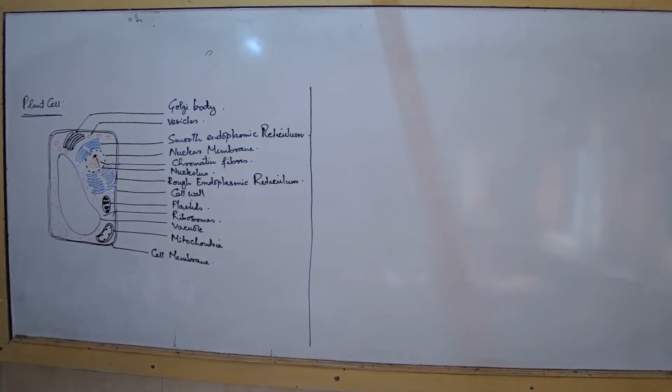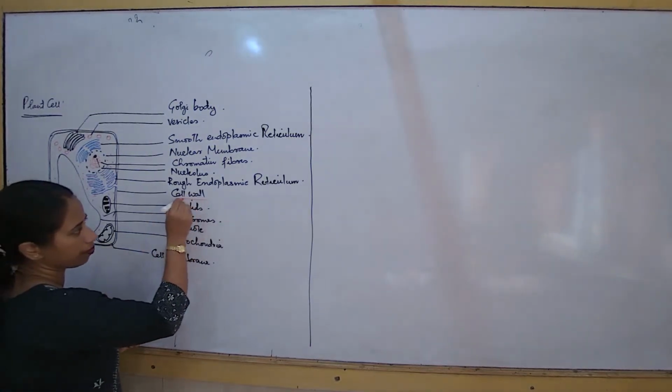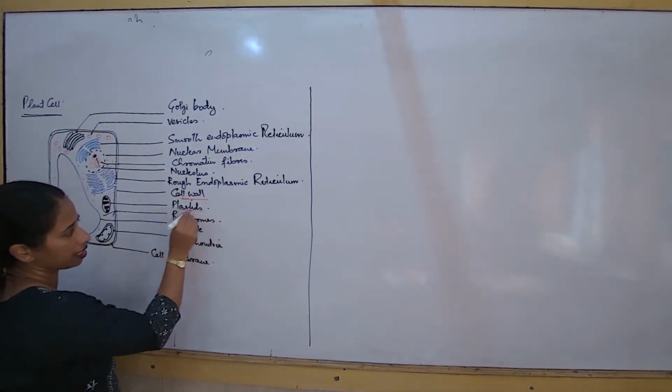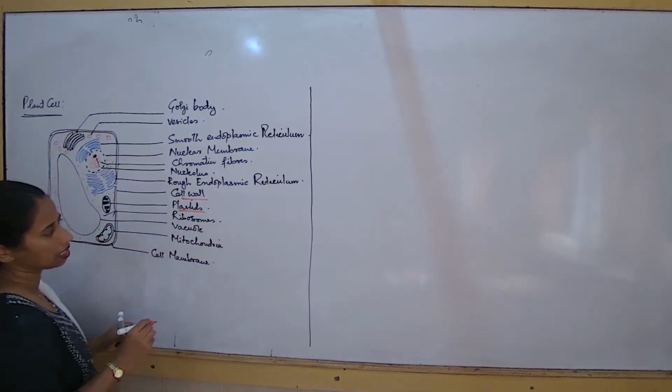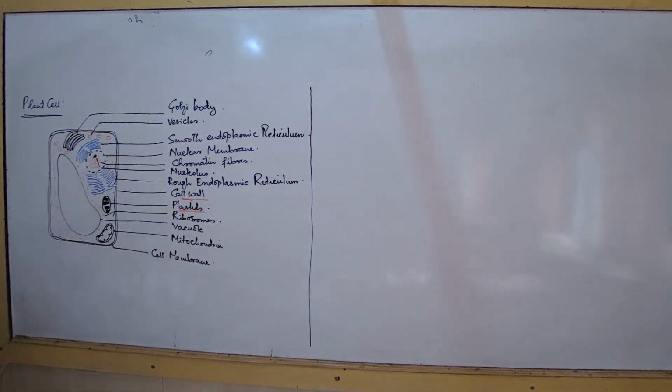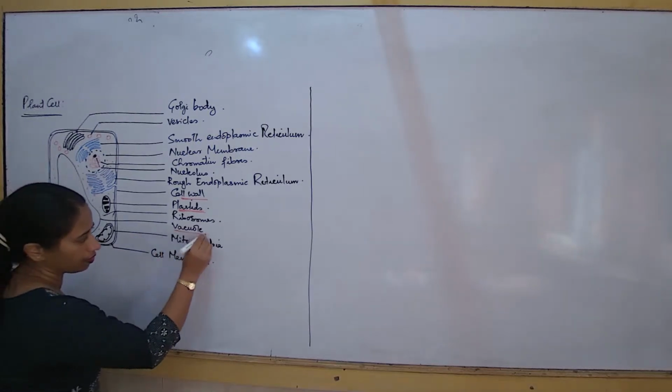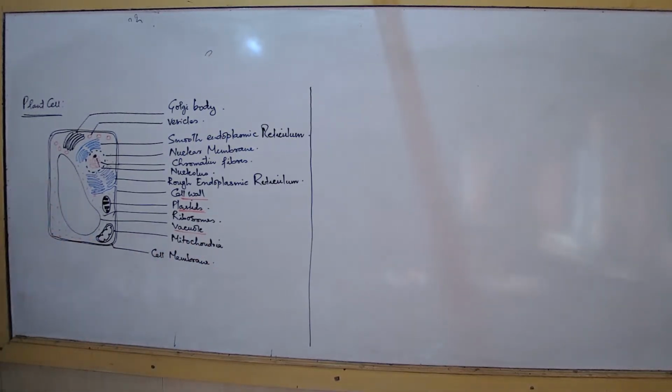Now, look into the diagram. What are some of the differences that you come across between the plant cell and the animal cell? The first is the cell wall, the second is the plastids. Last is, and one more. Can you tell me one more? Vacuole. Vacuole is there, and the fourth: the nucleus is moved towards the wall, towards the periphery.